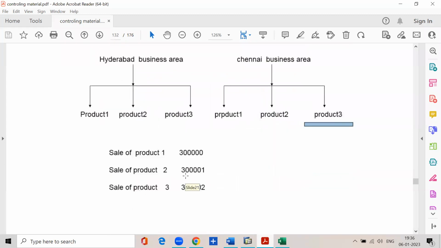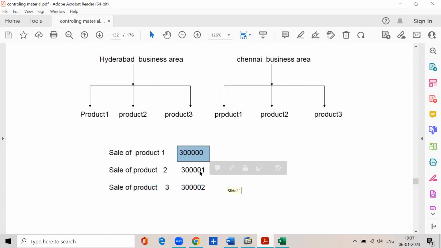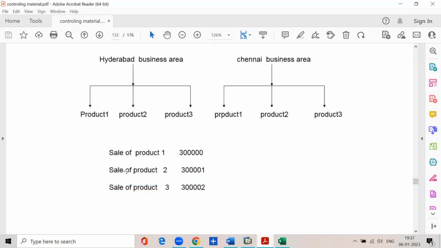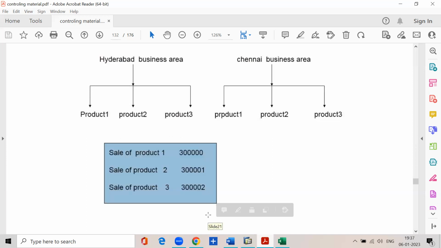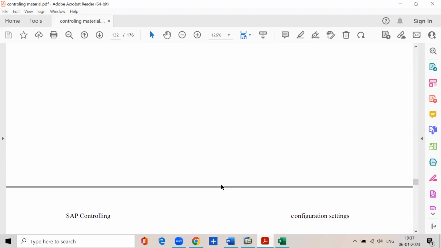In that case, for each product sale, we create a separate GL account. Sale of product one, 3 lakhs GL account number. Sale of product two, 3 lakh 1. Sale of product three, 3 lakh 2. So in any business area, if you sell product one, at the time of posting that sale, you enter the GL account number 3 lakhs, and that is posted to sale of product one. If you sell product two in any business area, then that is posted to the 3 lakh 1 GL account. It means you create 3 sales GL accounts. So with the help of the GL account number, the system will identify the sales with respect to profit centers.